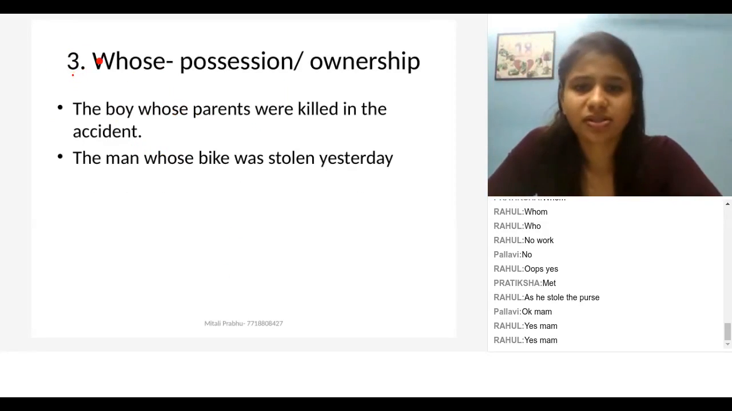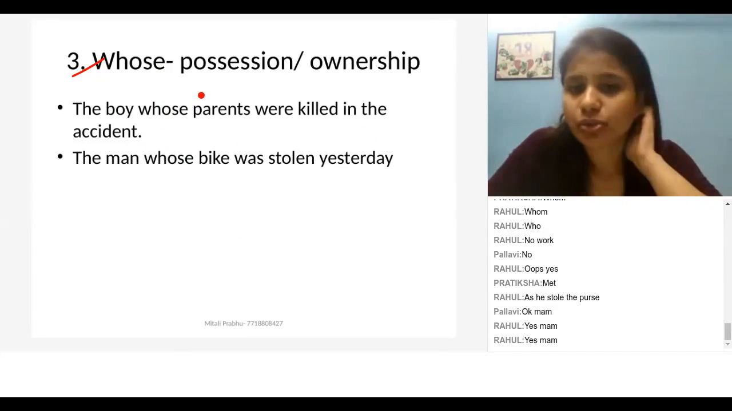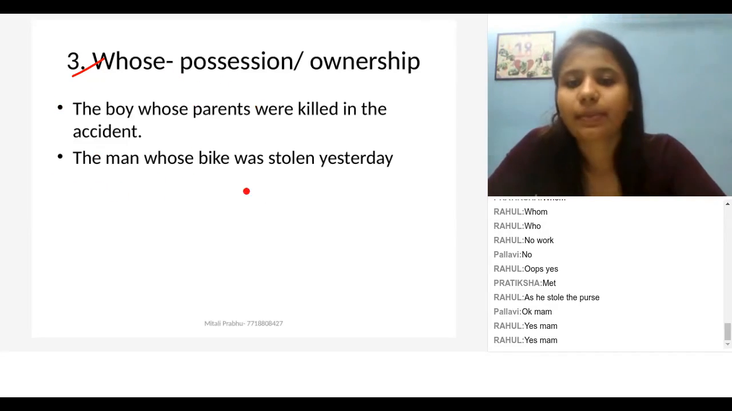Okay, now whose. Now this is easy. The boy whose parents were killed in the accident. Whenever we want to show ownership, possession, or belongingness, we use whose. The man whose bike was stolen yesterday.